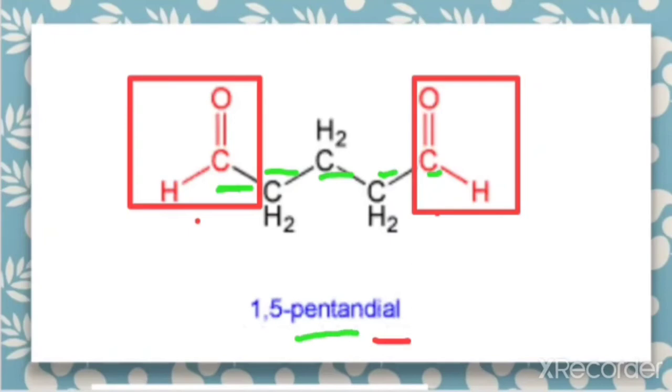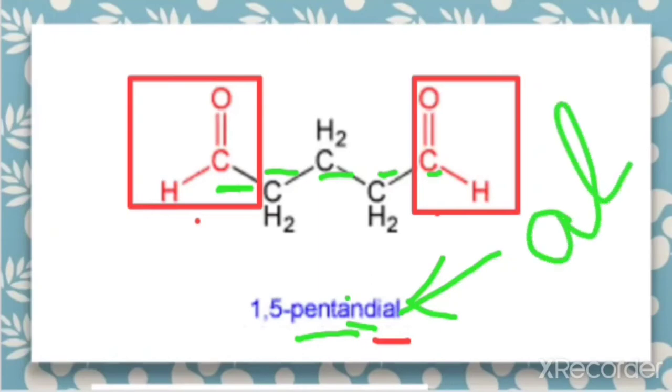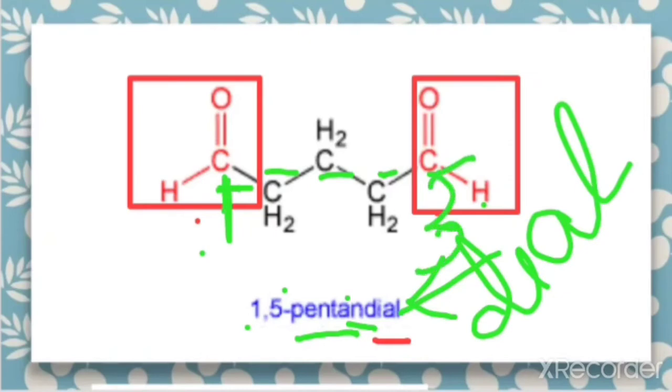So we'll be using the word root pent, and all are single bonded between the carbon atoms. Therefore we'll be using the primary suffix, that is an, and the secondary suffix, that is the functional group aldehyde, and its suffix is al. So here two aldehyde groups are there, therefore we'll be using the word dial. Now why is it numbered as 1 and 5? Because it is specifying the position of the functional group, that is, one is on the first carbon, the other one is on the fifth carbon atom. So the name of this compound is 1,5-pentane dial.